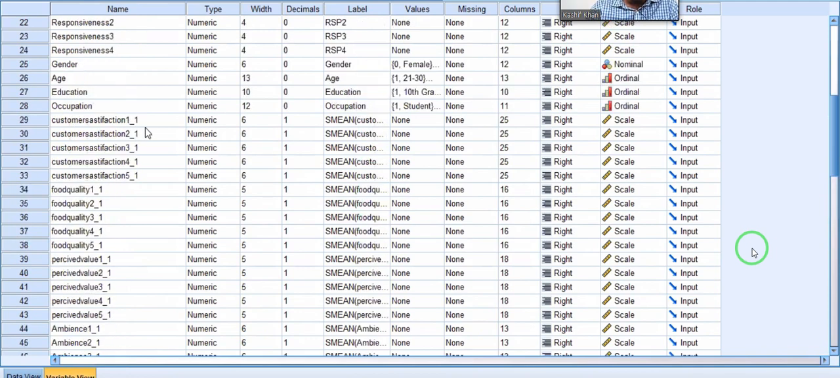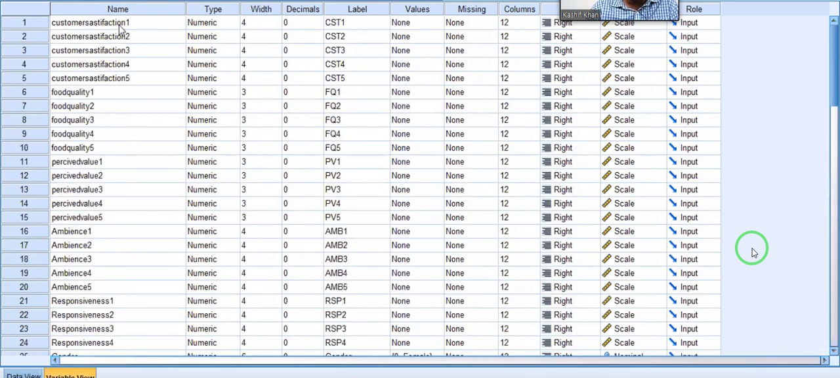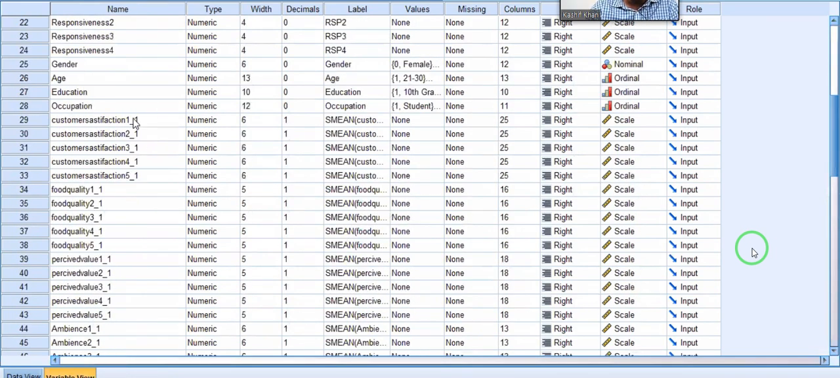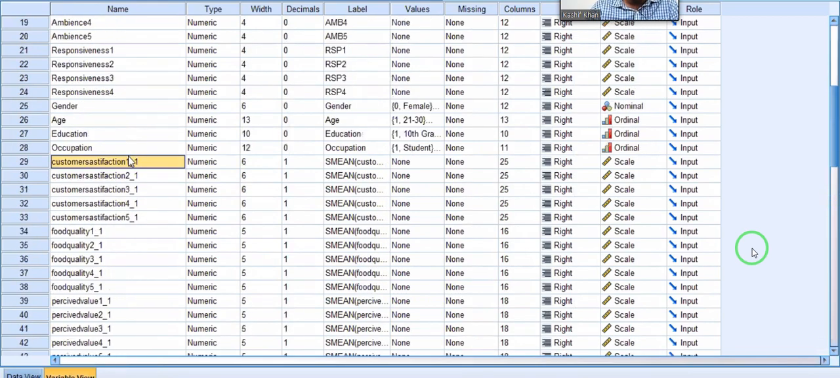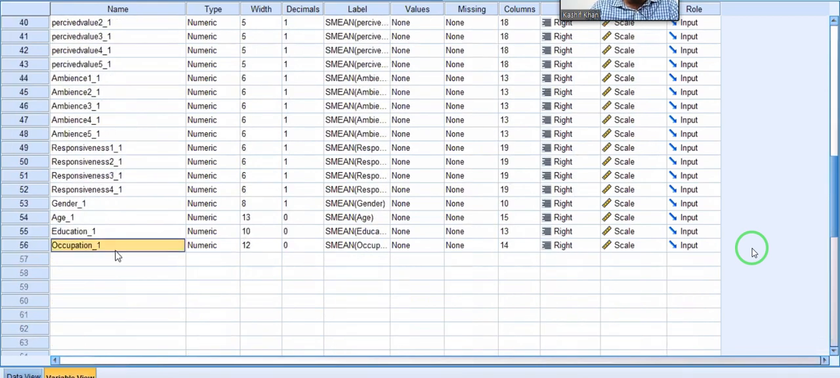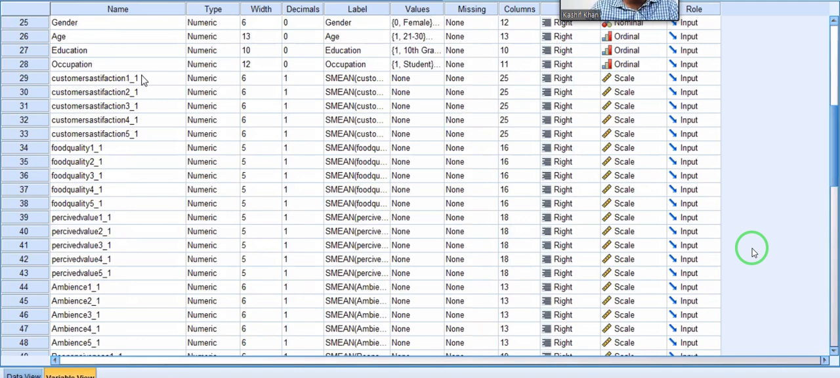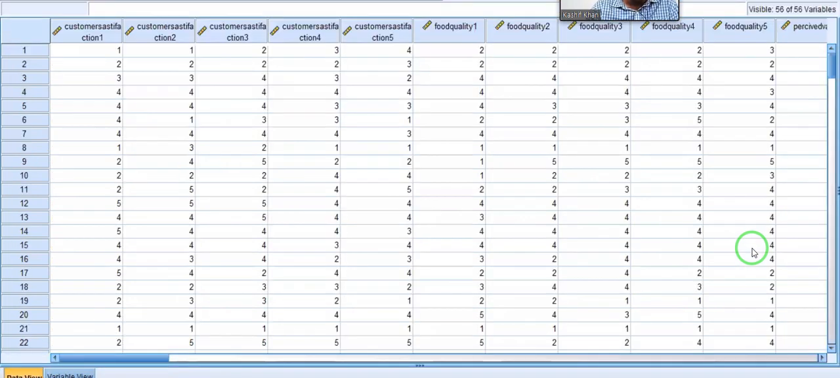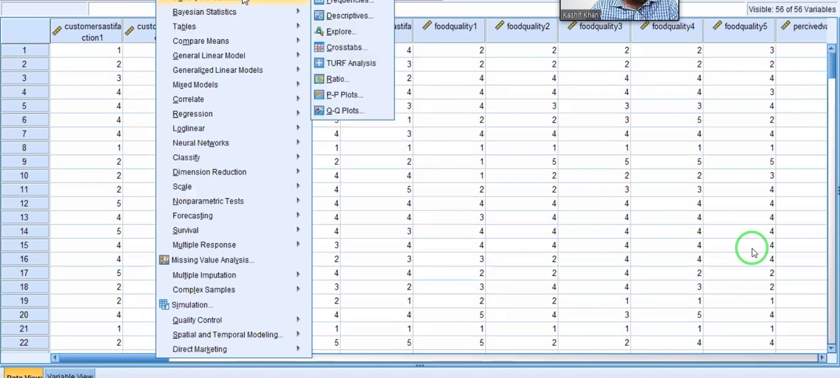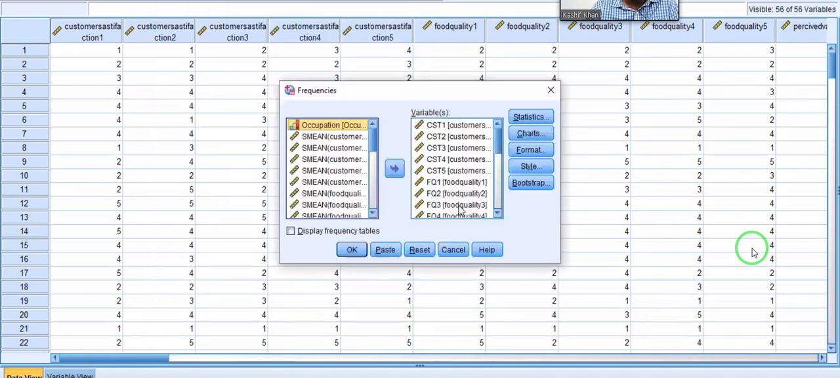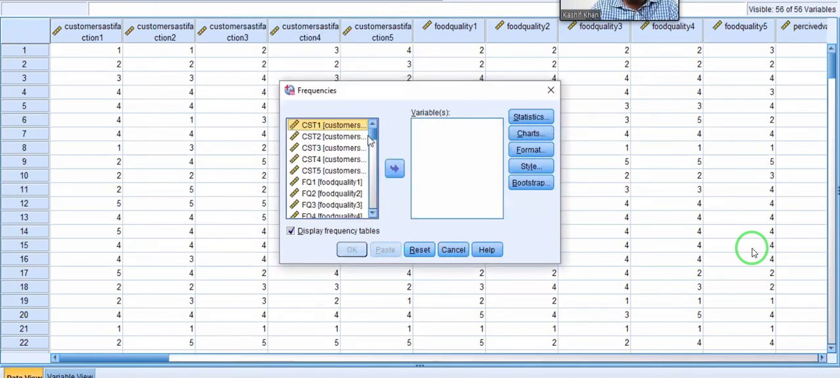And what it has done is duplicate all of this data from here till here. And this data does not have those missing values. Let's check whether this data has those missing values or not, whether SPSS has properly treated those missing values.